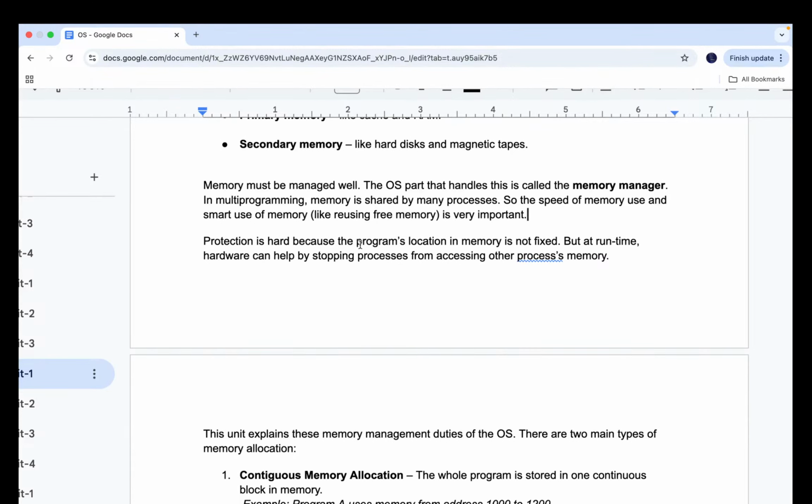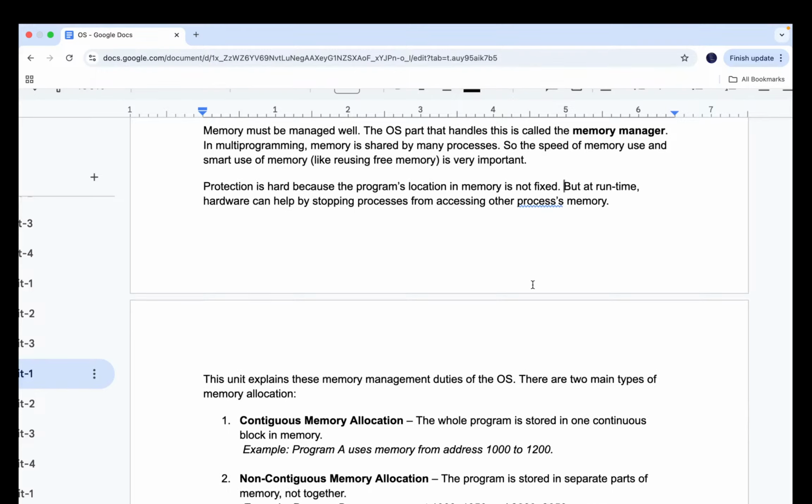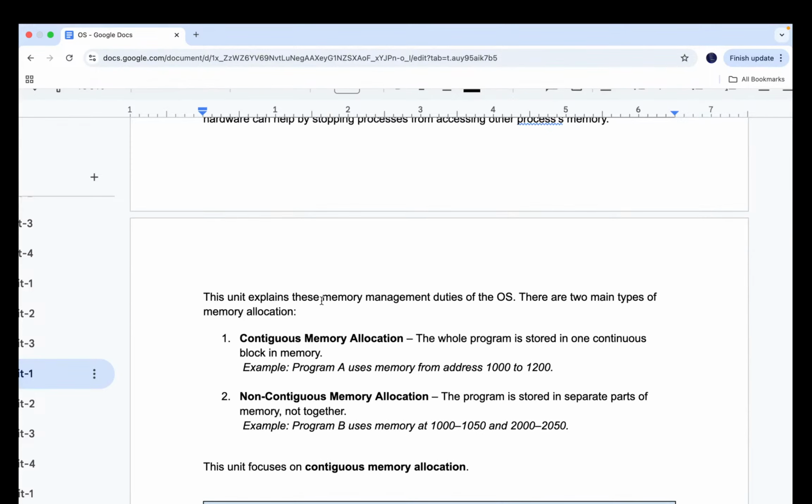Protection is hard because the program's location in memory is not fixed. But at runtime, hardware can help by stopping a process from accessing another process's memory. This unit explains these memory management duties of the OS.